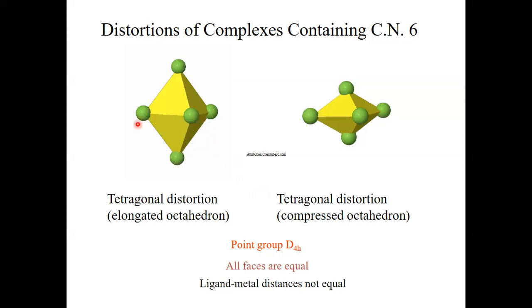So in both the elongated as well as the compressed octahedron, all the faces are equal, but the ligands have different distances from the central atom. So two ligands have either a longer distance than the other four or a shorter distance than the other four.